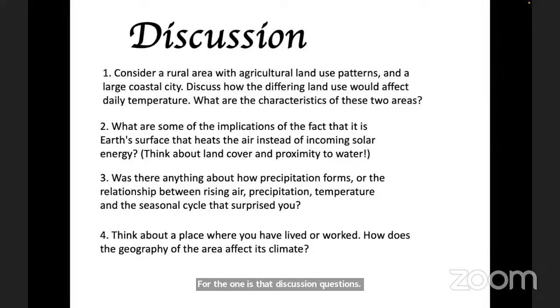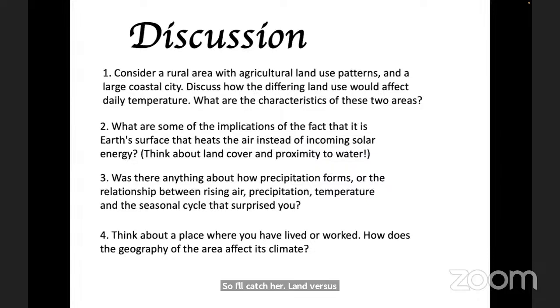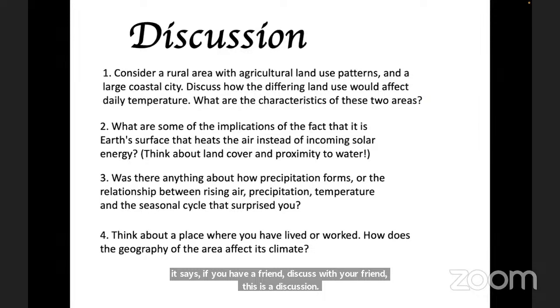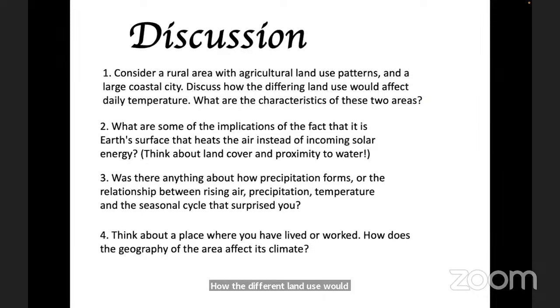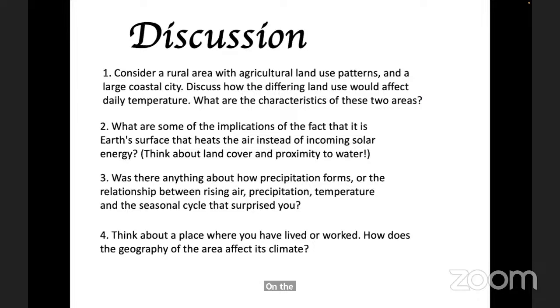The first one is consider a rural area. I think I already talked about this, with agricultural land use pattern and a large coastal city. So agricultural land versus a city on the coast. If you have a friend, discuss with your friend, this is a discussion, how the different land use would affect daily temperature. What is the difference between the temperature on the farm and the temperature on the coast, and what brings the difference? If there are differences, what are the causes of the differences? That's the question.